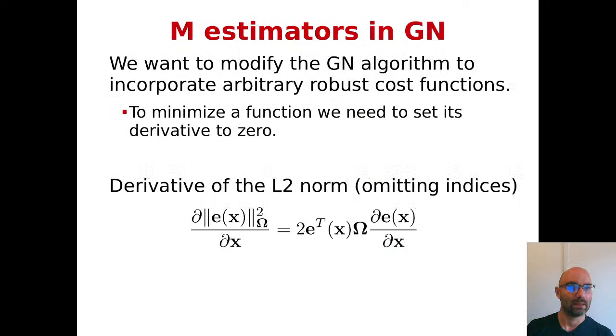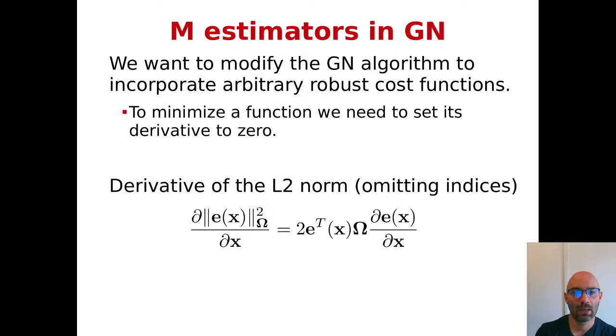Now, this is the general machinery, and then we would like to modify, because we are so in love with our Gauss-Newton, the Gauss-Newton algorithm in a way that we can embed this rho function into the machinery. So let's remember always that to minimize a function, we always need to set its derivative to 0, right?